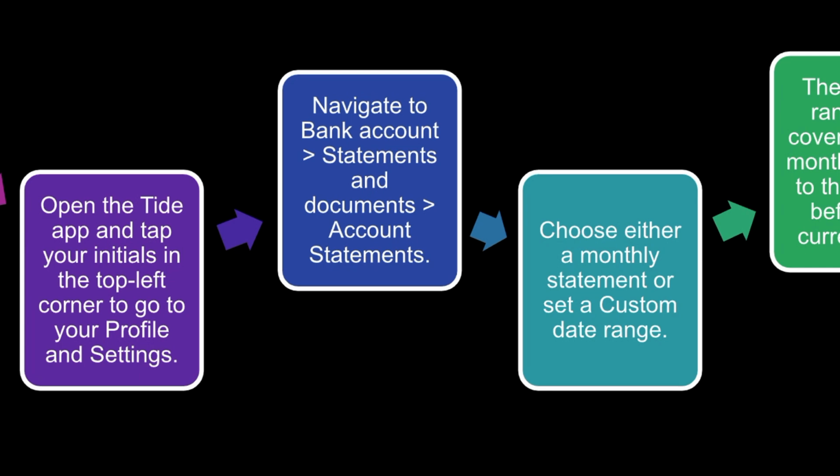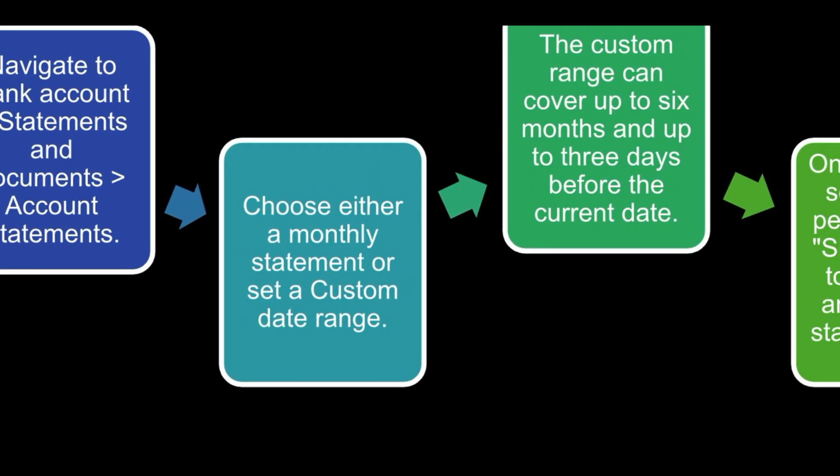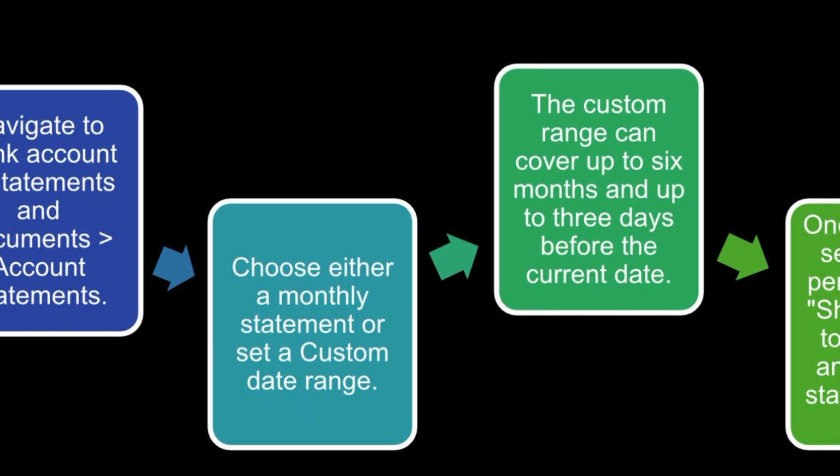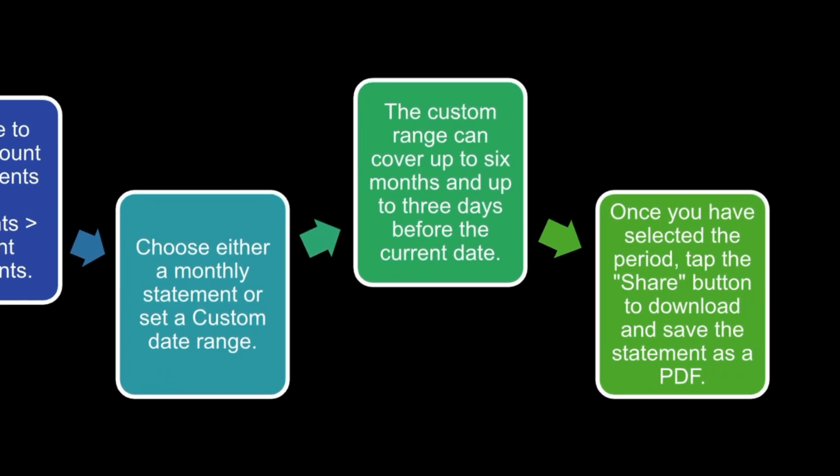Here choose either a monthly statement or a custom date range. After that, the custom range can cover up to 6 months and up to 3 days before the current date. Once you have selected the period, tap the share button to download and save the statement as a PDF.